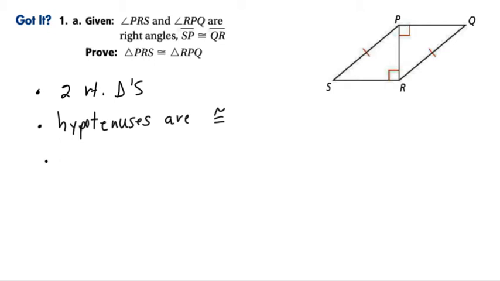So the third thing, we need to have the legs congruent. Well, segment PR is congruent to, and in the other one it would be RP. And what would the reasoning be for that? What would our justification be? That's the reflexive property.